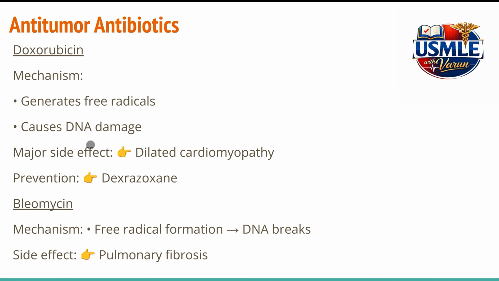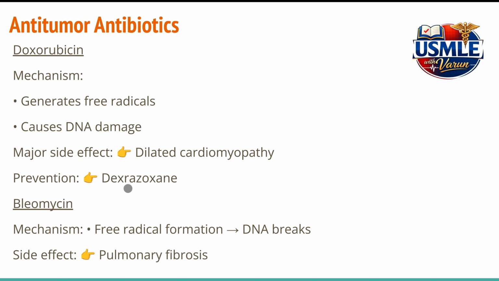We will also discuss a few anti-tumor antibiotics. A few of them are doxorubicin and bleomycin. Now, coming to doxorubicin, it damages the DNA by generating free radicals, and we all know that whenever free radicals are produced, it could lead to DNA damage. These free radicals can also damage the heart, leading to heart failure. So we use a protective agent to reduce this toxicity. That's called dexrazoxane.